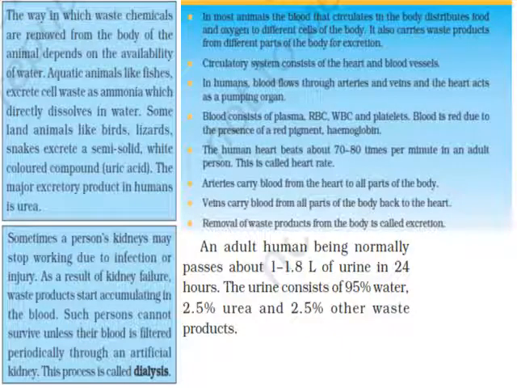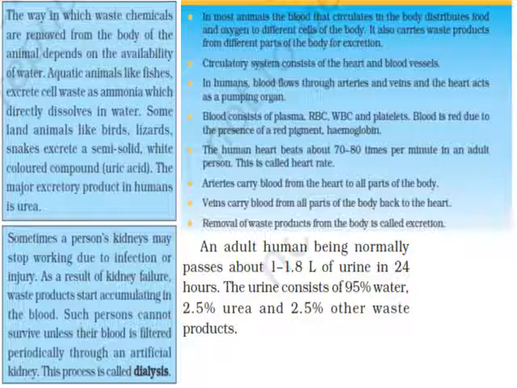The ways by which waste chemicals are removed from the body of an animal depend upon the availability of water. Aquatic animals like fishes excrete waste in the form of ammonia, NH3, which is directly dissolved in the water. Some land animals like birds, lizards, snakes take less intake of water, so they excrete a semi-solid white color compound that is known as uric acid. And the major excretory product in humans is urea.